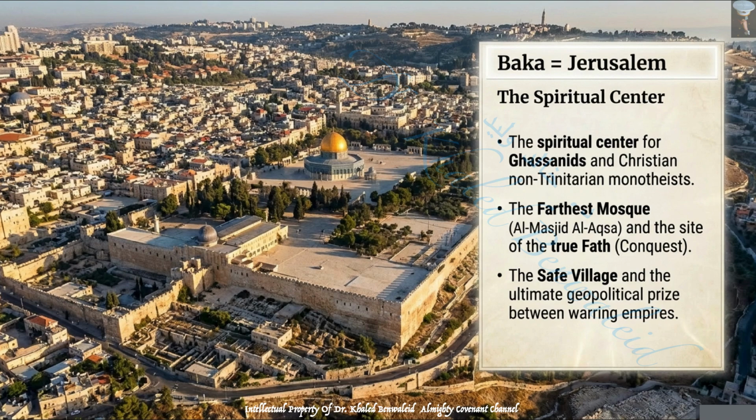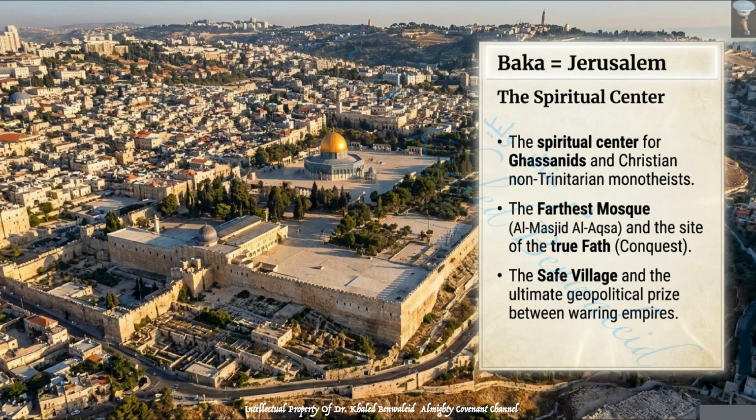Yes, it does. If Petra was the center of Sasanian and Lakhmid power, Dr. Walid argues that Jerusalem was the ultimate spiritual and political prize for the Ghassanids and their monotheistic allies. He identifies Jerusalem as the true sacred house and the actual site of the farthest mosque referenced in the Nocturnal Journey. It is the geographic and spiritual heart of the Ahmad movement.